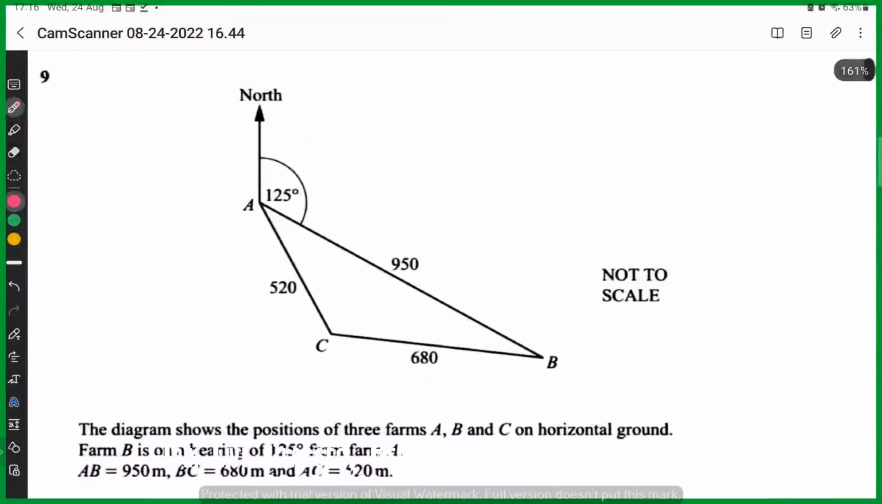The diagram shows the positions of 3 farms A, B, and C on horizontal ground. Farm B is on a bearing of 125 degrees from farm A. AB is 950, BC is 680, and AC is 520. So whatever is given in the description, I can see that already. So no need to read the description in this case.